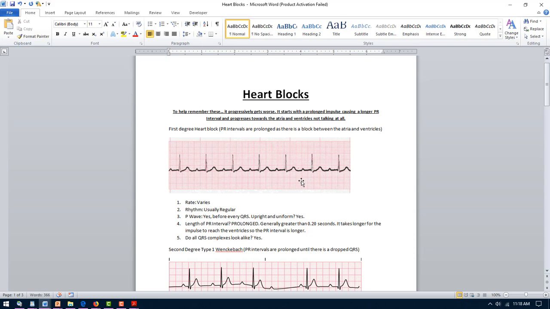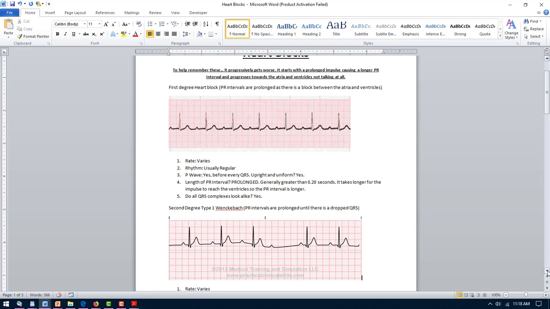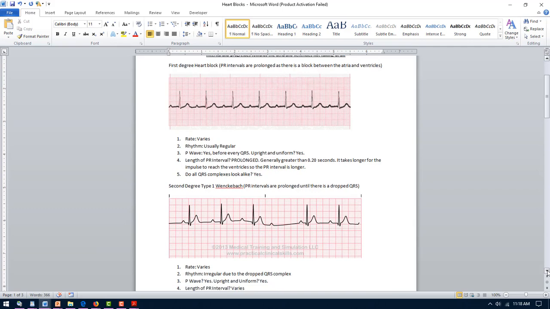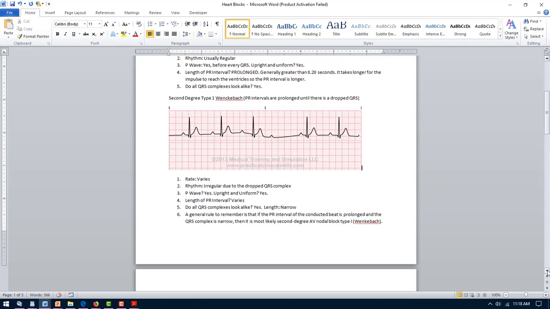So the rate varies. It depends on what the underlying rhythm is. Generally, the rhythm with the heart blocks, if it's just a heart block, is regular. There's a P wave before every QRS. It's upright and uniform. But the difference is where that interval is prolonged. And all QRS looks good, because the block is happening between the atria and the ventricles. Sorry. So then we go down to Wenckebach.